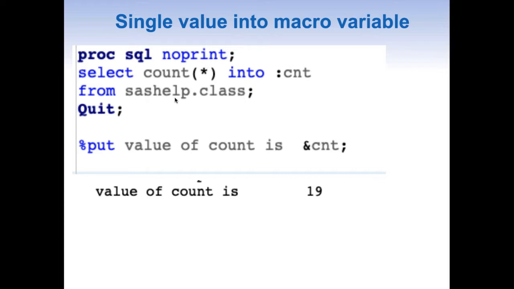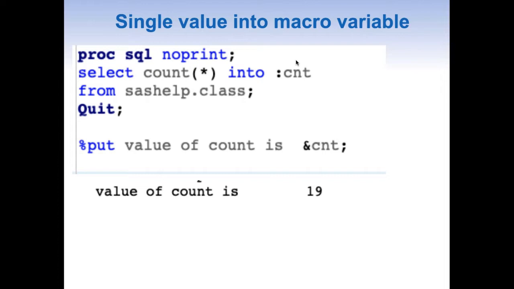Now let us try to understand this example better. Now here I have written proc SQL no print because we are interested to create a macro variable. We need not print the whole thing. So I have written no print option in here after proc SQL. Here I am saying select count star into colon cnt from SASHELP.class and then quit. What we are doing here is we are taking the value of count and we are creating macro variable cnt.